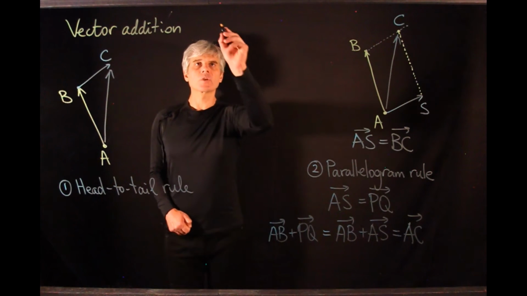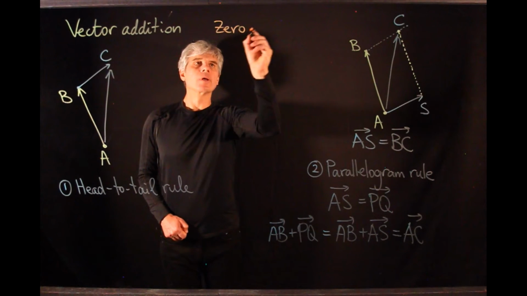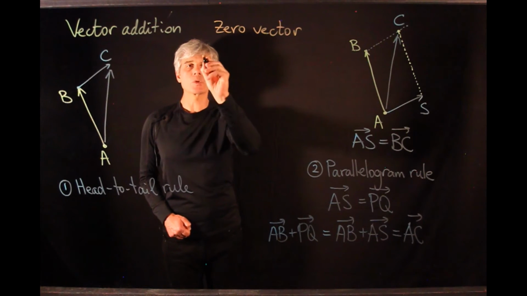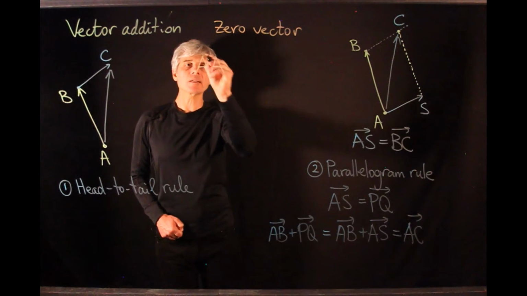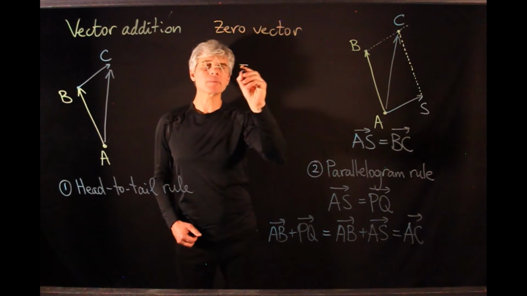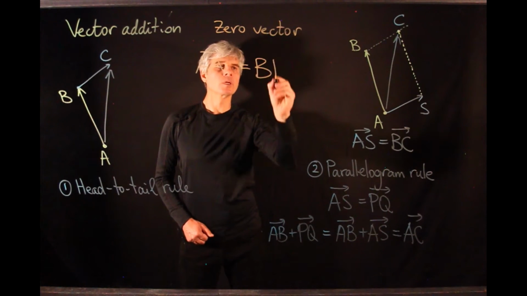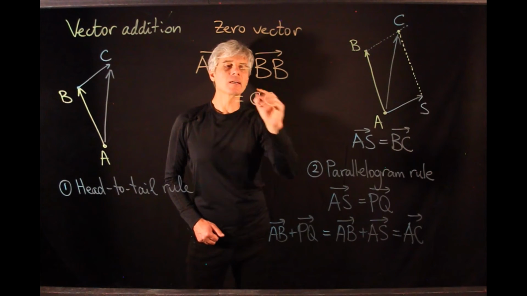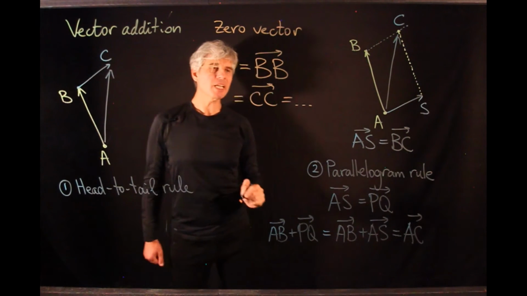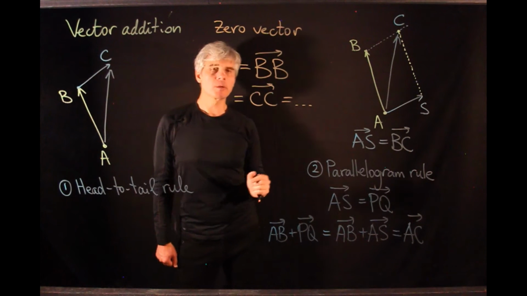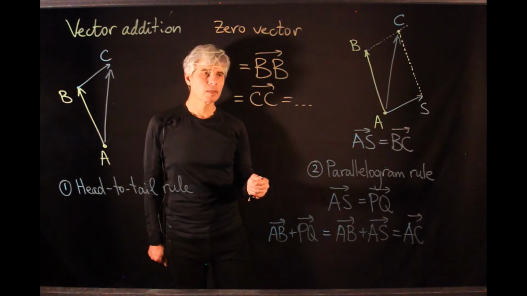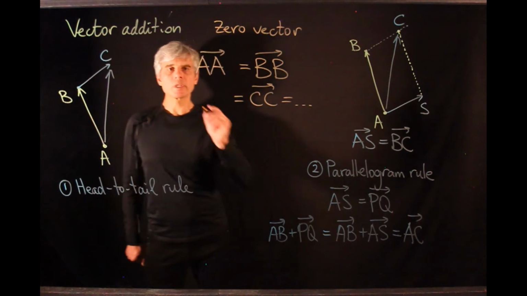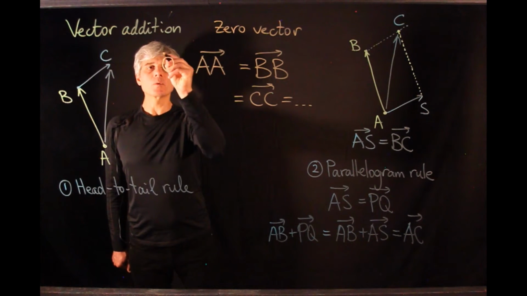When we talk about vector addition, it's important to remember that there is a very special vector, which is called the zero vector. A zero vector is a vector that connects a point to itself. So it has the same starting point and end point, and it doesn't matter which point we choose. So AA is equal to BB and is equal to CC, and so on. Basically, the zero vector represents zero displacement, and it's the only vector with zero length. We will denote the zero vector with 0 with a bar.